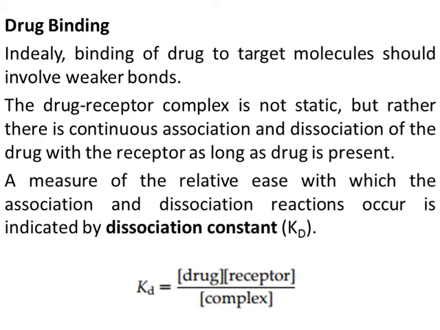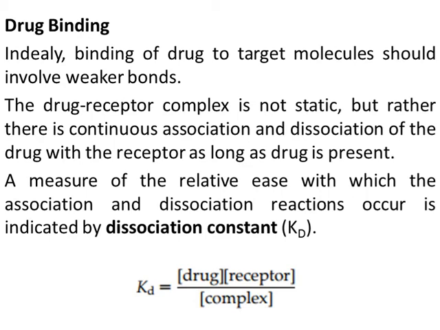When the drug binds with the receptor, a complex is formed, which is known as the drug receptor complex. This is not static. It doesn't mean that when the drug binds with the receptor, this is the end of the story, but rather, the drug continues to bind and unbind. It continues to associate and dissociate with the receptor as long as the drug is present. The ease with which the association and dissociation occurs is indicated by the dissociation constant. The dissociation constant KD is equal to the concentration of the drug and the concentration of the receptor divided by the concentration of the drug receptor complex.